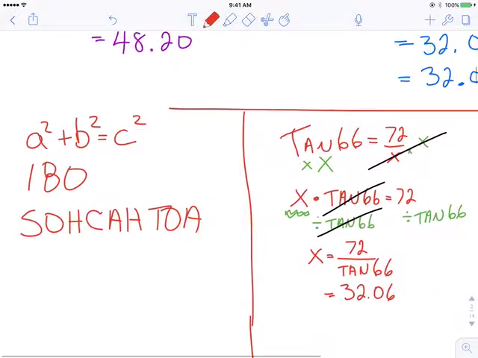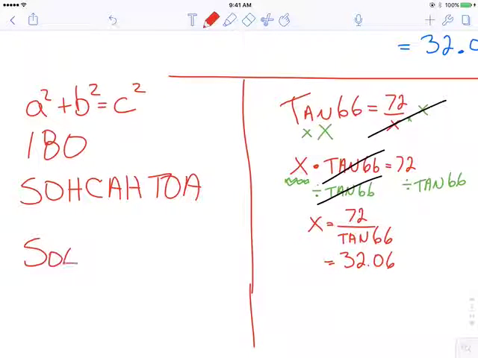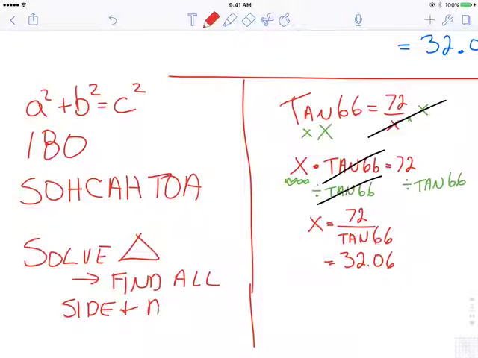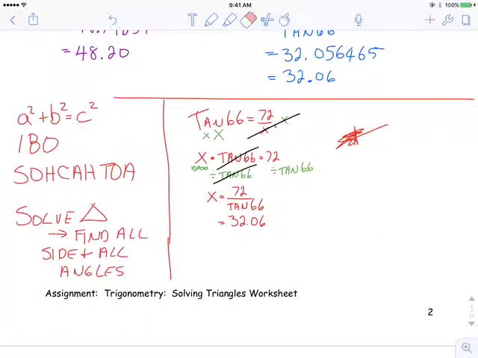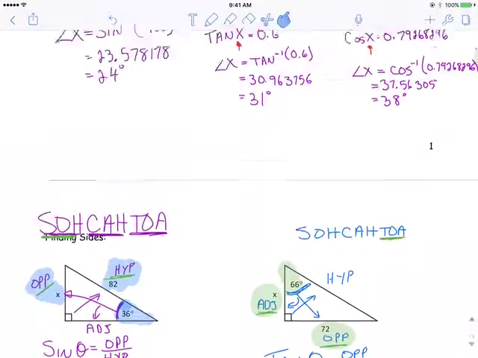So when you're asked to solve a triangle, which means to find all sides and all angles, it doesn't matter which tool you use, Pythagoras, 180-degree rule, SOHCAHTOA, but you have to be able to tell what all the different side and angle measurements are. This is a quick review of what you should have remembered or should know from grade 10.